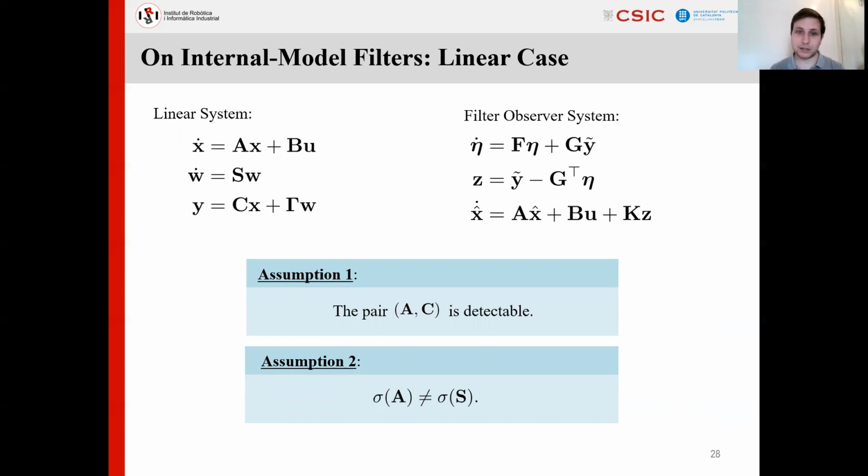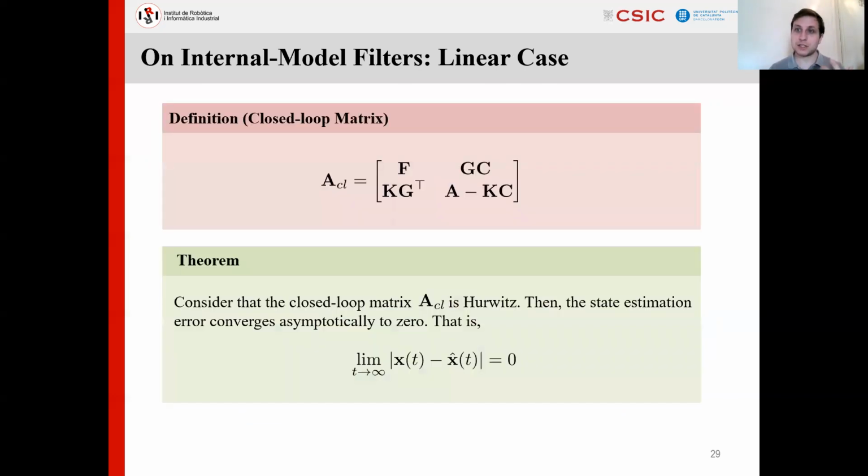In such a scenario, if the pair S, C is detectable and the spectrum of the matrix A from the system is disjoint from the spectrum of the matrix S from the linear exosystem, this means that the matrix A and the matrix S have no coinciding eigenvalues. Under these conditions, which are not restrictive, this thesis was able to find that if this matrix here is Hurwitz, then the internal model filter exactly rejects the disturbance and the state estimation error converges to 0.